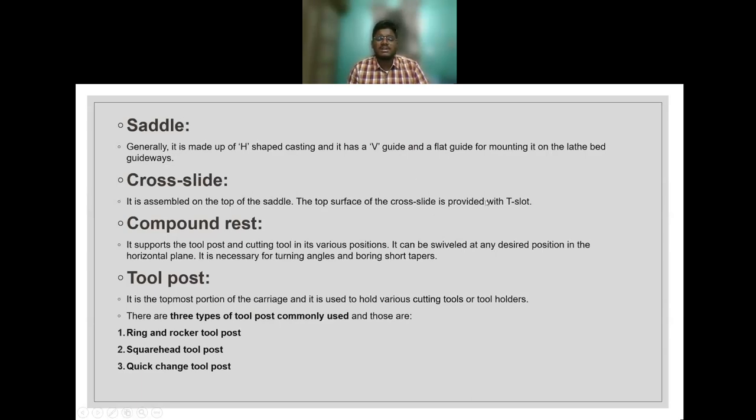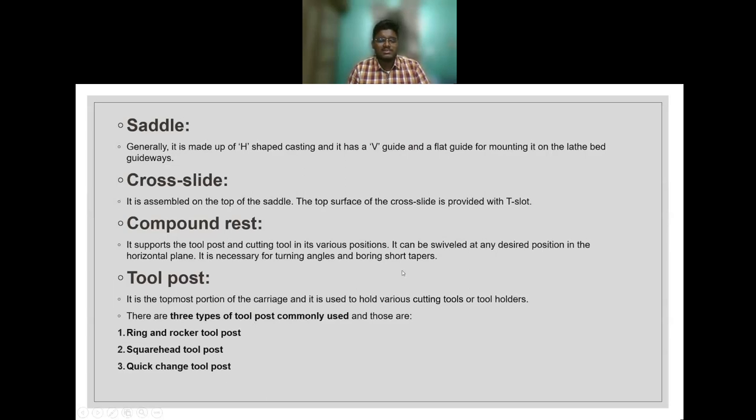The top surface of the cross slide is provided with a T-slot compound rest. It supports the tool post and rests the tool at various positions. It can be swiveled to the desired position. So the compound rest is that upper part. It will move horizontally, but not to the extent of the carriage. And the tool post is the topmost part of the carriage. It is used for holding the various cutting tools or the tool holder.